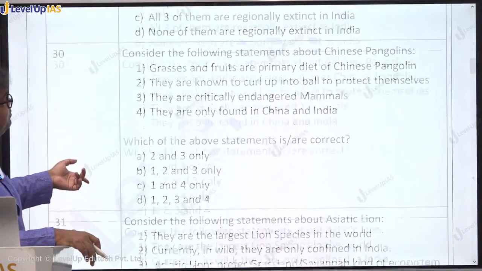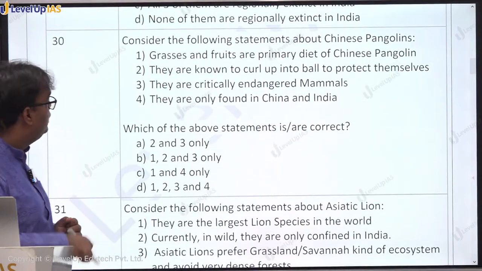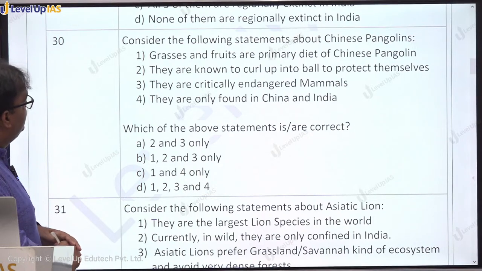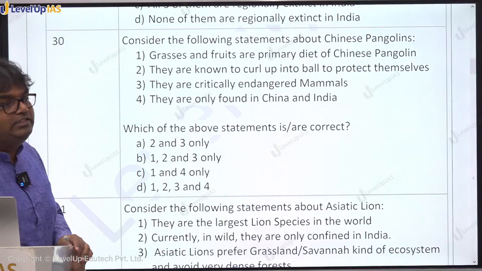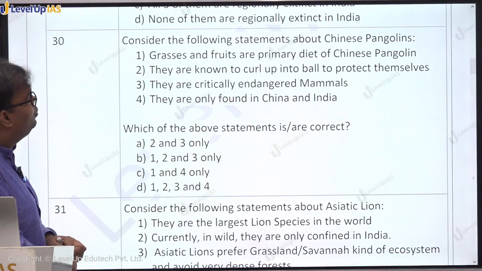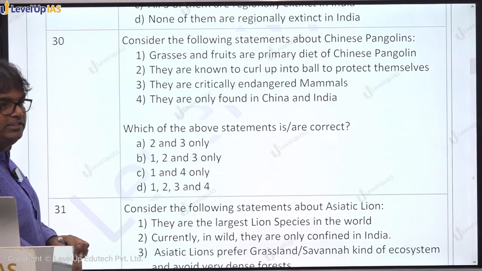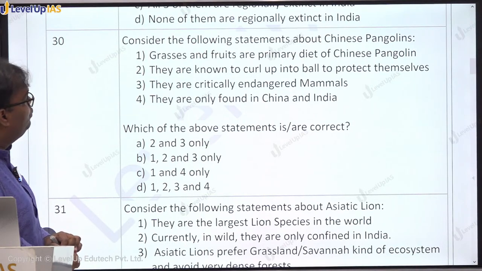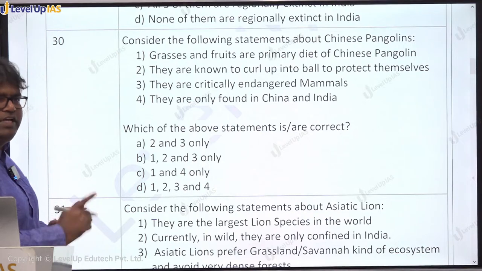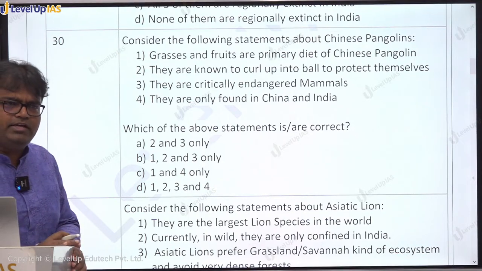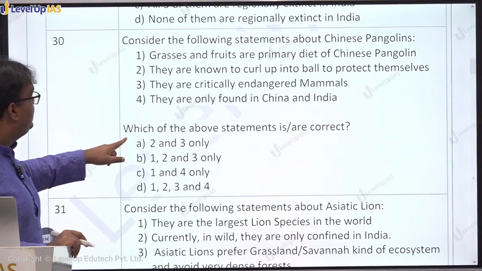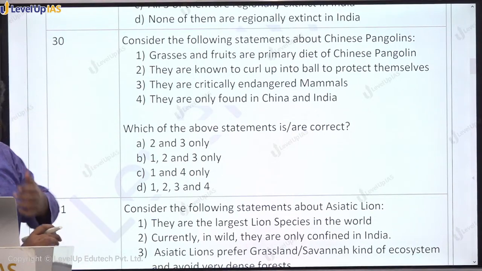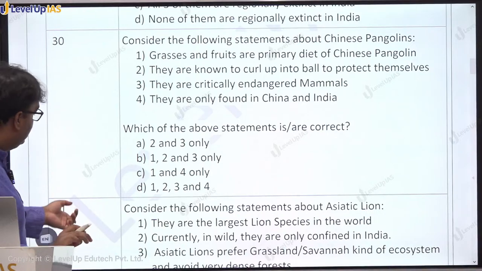30. A. Grasses and fruits are primary diet of Chinese pangolin. No. They eat what? Ants and termites. They are known to curl up in a ball to protect themselves. Yes. They are critically endangered mammals. Yes. They are found only in China and India. No. China, India, Southeast Asia mein bhi milte hain ye. So not only in China and India. So 4 is wrong. 2 and 3 are correct. A is the answer. 30 ka A is the answer.